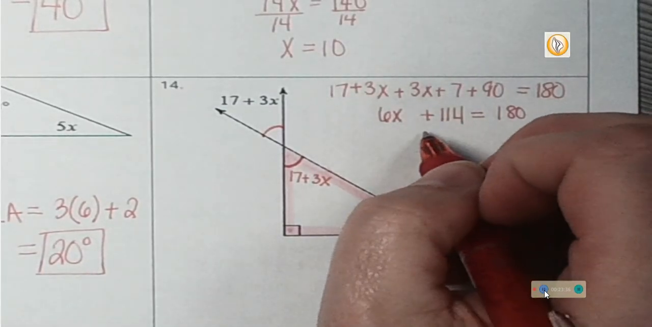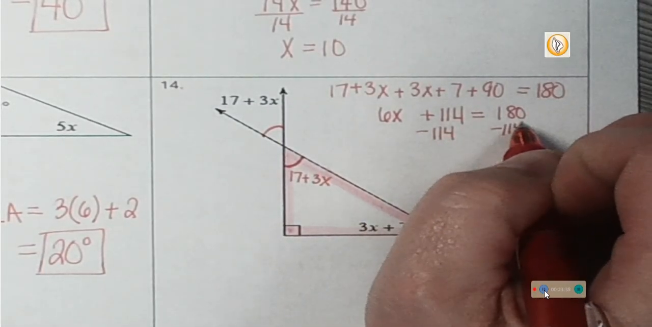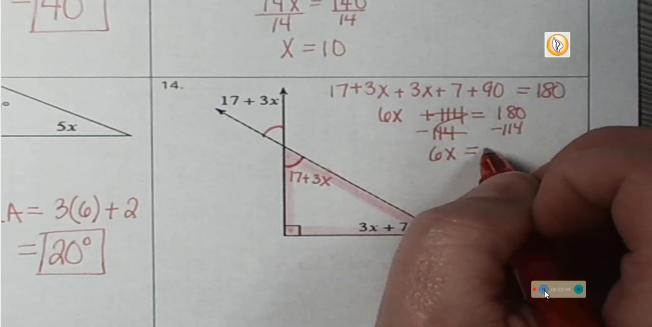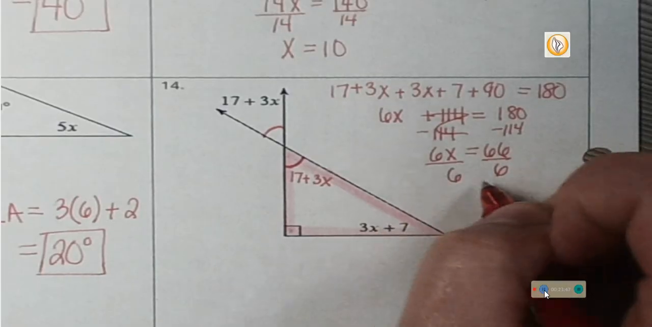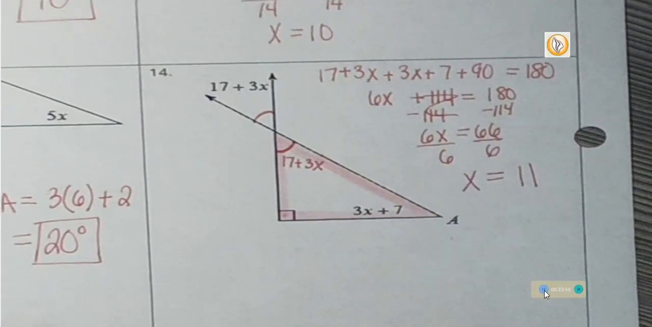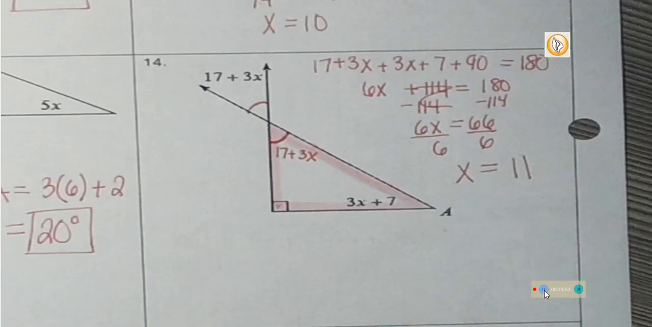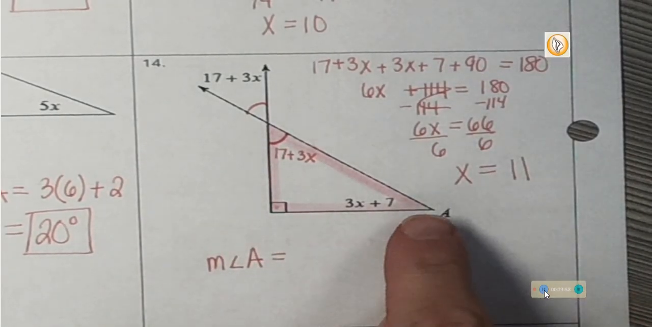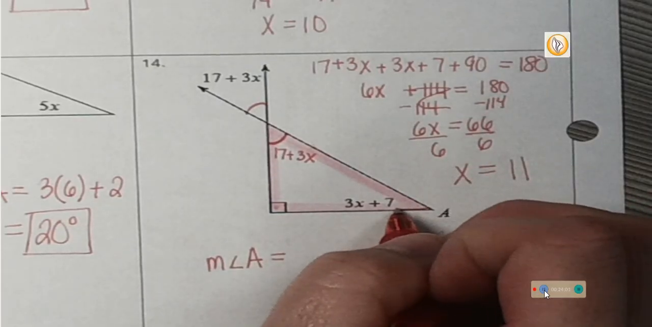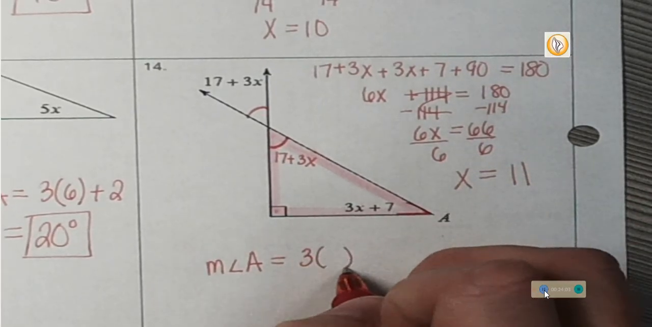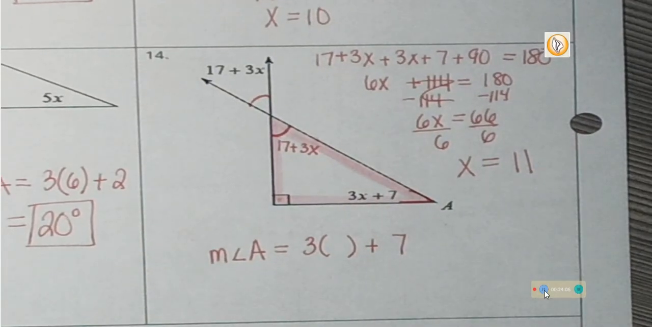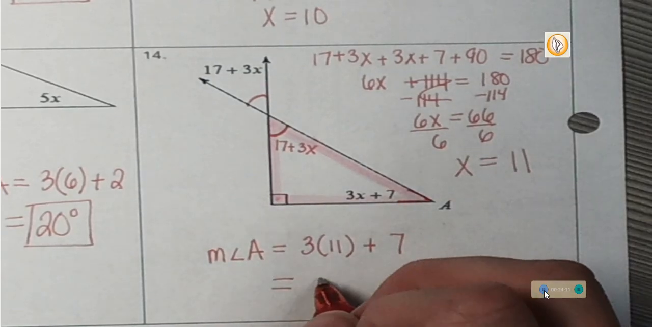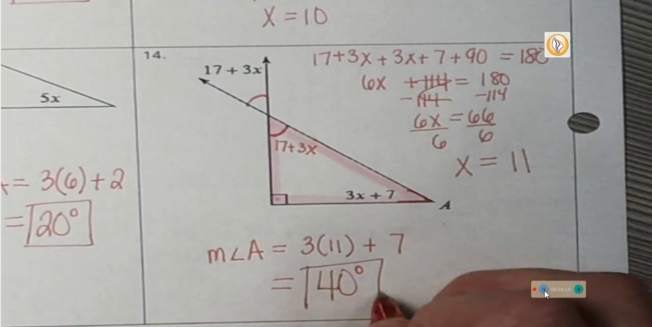I want x by itself, so I've got to inverse the addition first. Inverses cancel. 6x equals 180 minus 114 is 66, and when you divide by 6, x equals 11, which is great, which is wonderful, but that's not what I asked you for. I asked you for the measure of angle A. This is A, right here. That's what you're looking for. A is 3 times x plus 7, and what do you now know x is? 11. And so 3 times 11 plus 7 happens to equal 40 degrees.